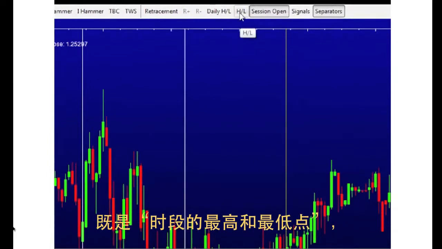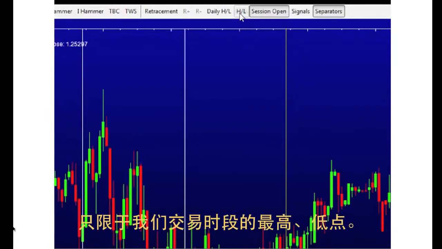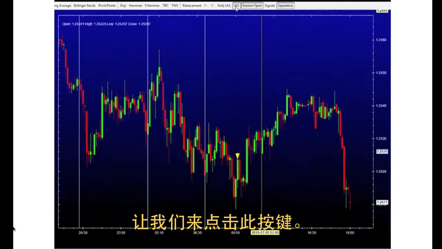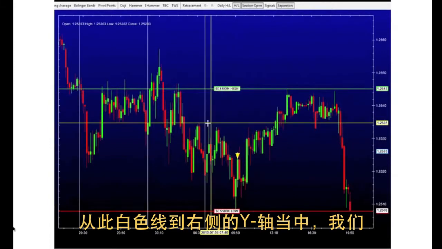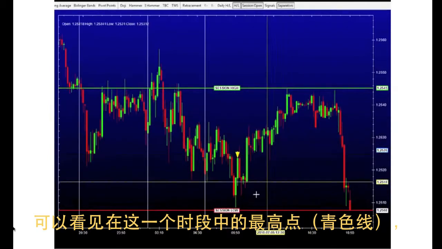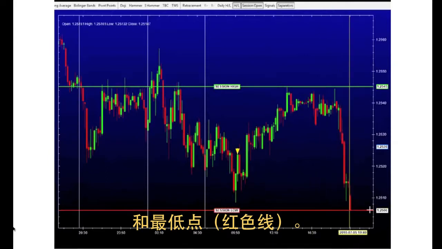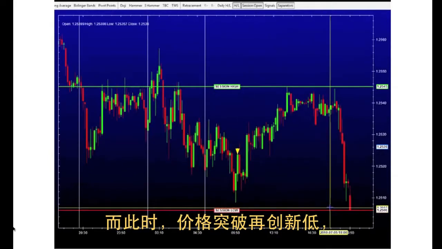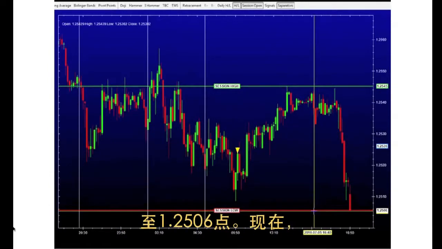Next, we have HL. The HL is the high and low price, which could be referenced as support and resistance levels during the session that we're trading. Allow me to click high-low. As you can see, session high within this session, from this white line to the right, you can see the highest level and the lowest level of the session, and you can see it here, it's breaking, making a newer low, moving the session low further to 125.06, which gives us a clearer interpretation because the market is moving.